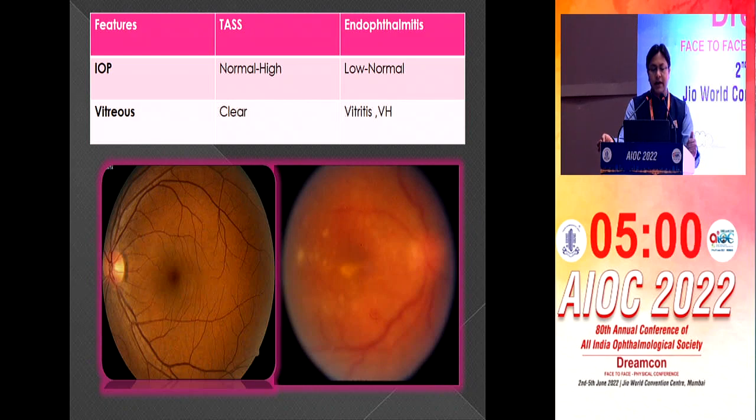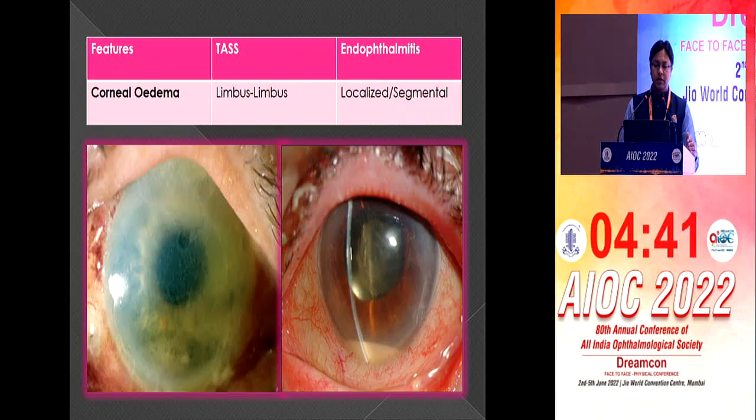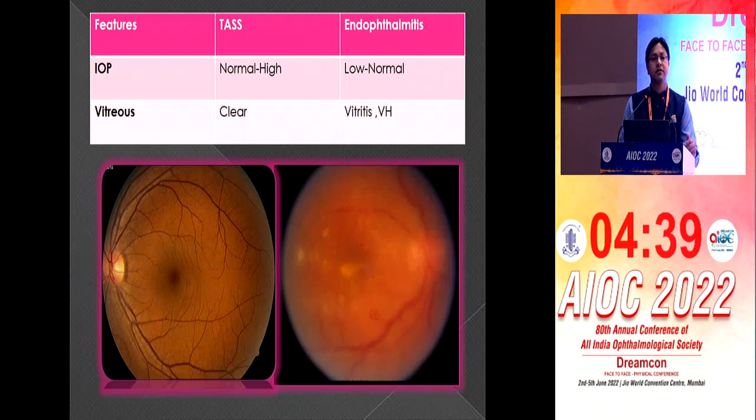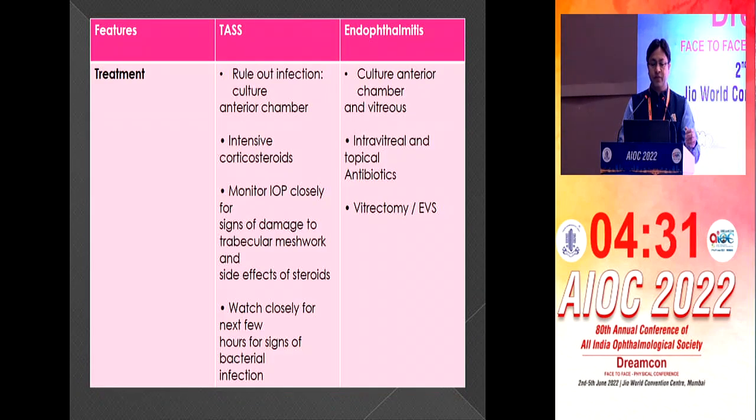And vitreous, if you are able to see the fundus, is a clear-cut indication. In TAS the vitreous is clear, and in endophthalmitis there is vitritis or vitreous hemorrhage. So I suggest at least these two features, limbus to limbus corneal edema and vitritis, are the important things to differentiate, and usually these two can differentiate both conditions easily.